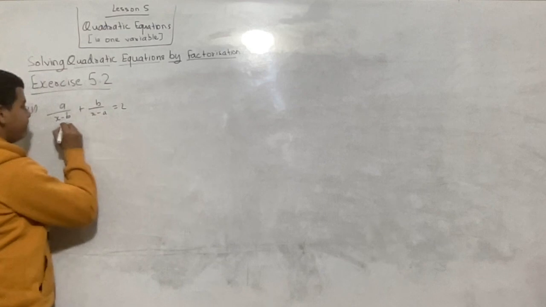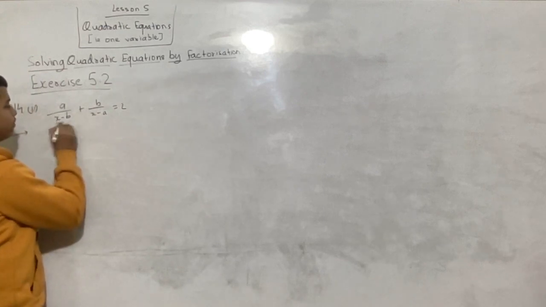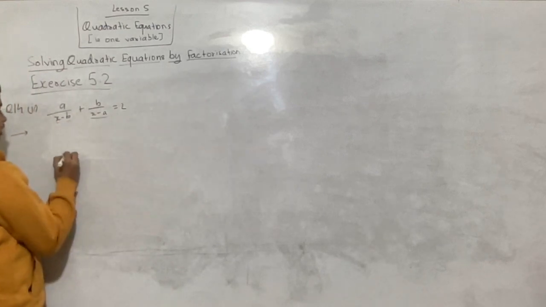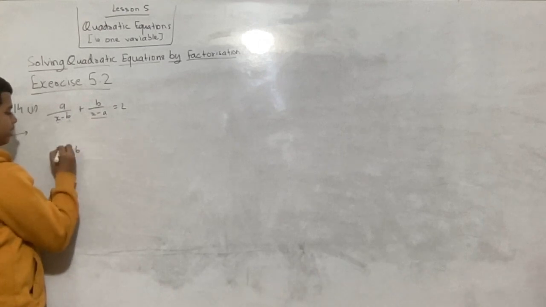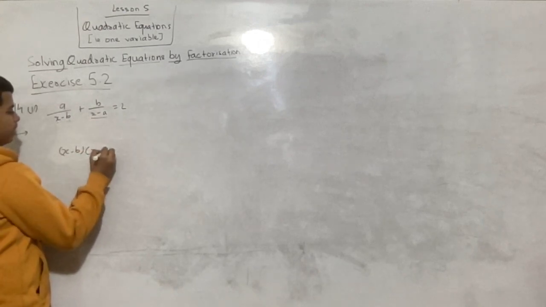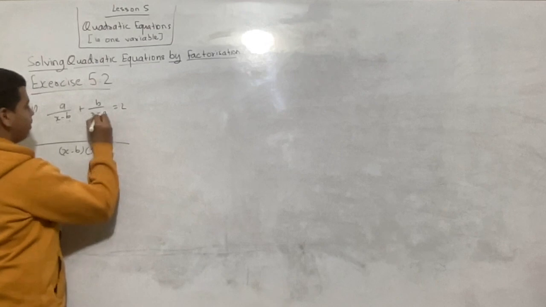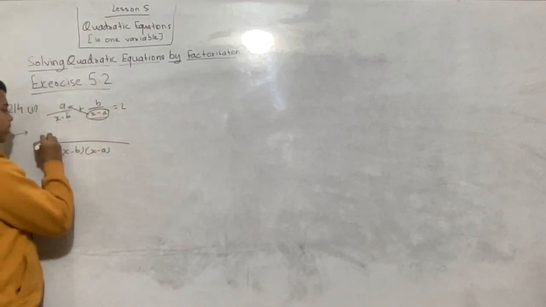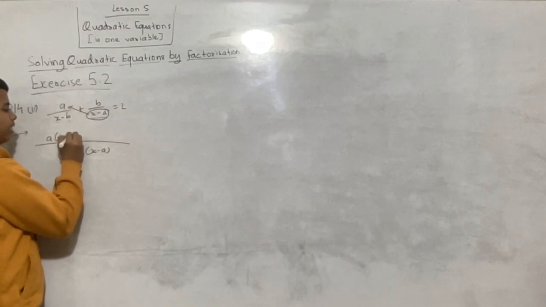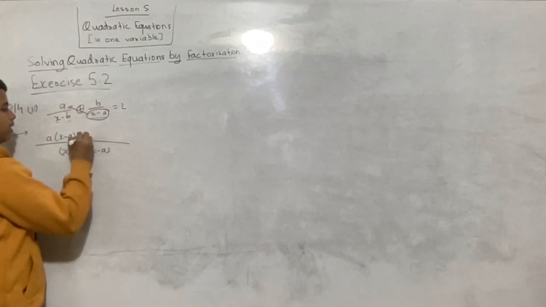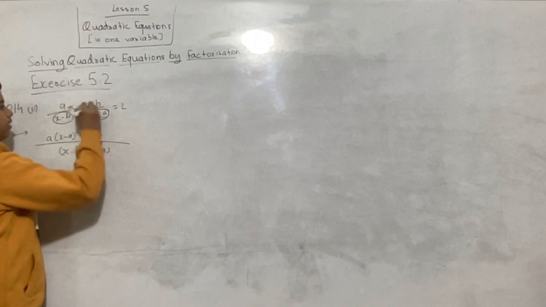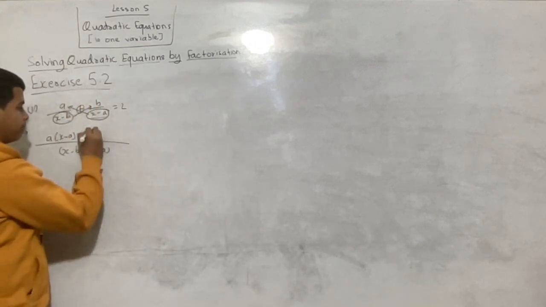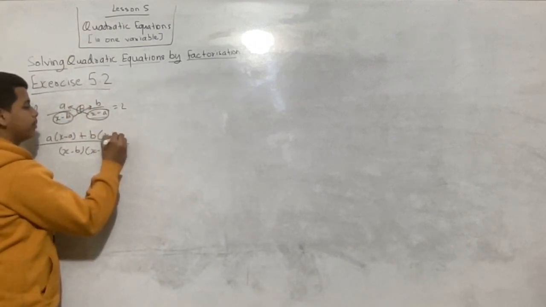Here we will do the same thing. We will take the common denominator, we will multiply this with this. Here we get x minus b times x minus a, and in the numerator we will cross multiply x minus a with a. So it goes a into x minus a, then plus this we will cross multiply with b, so plus b into x minus b.